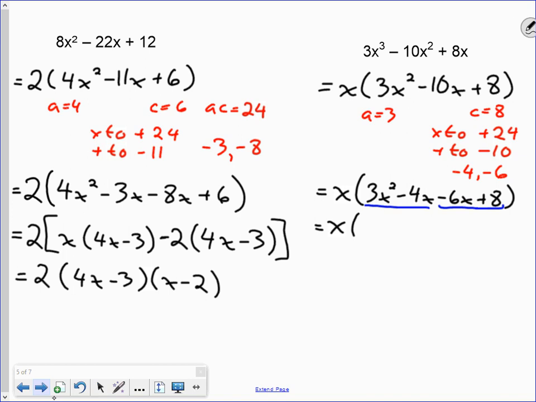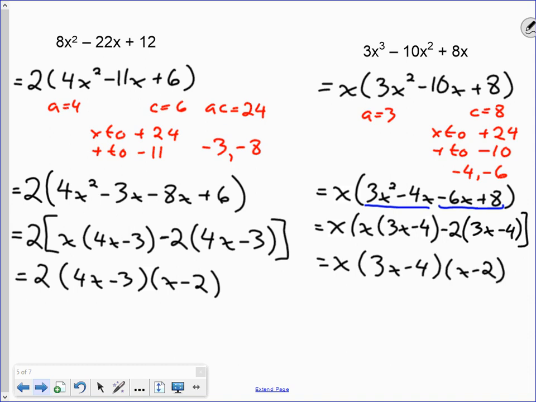So what is common between 3x squared and negative 4x? Well, the x is common, leaving 3x minus 4. And in my last two terms, I'm going to factor out a negative 2, because that's going to give me 3x minus 4, exactly like I wanted. So we still have the x out front. We can factor out the 3x minus 4, and we're left with the x minus 2. So there we have it in our final factored form. Okay, it's written as something times something times something else.